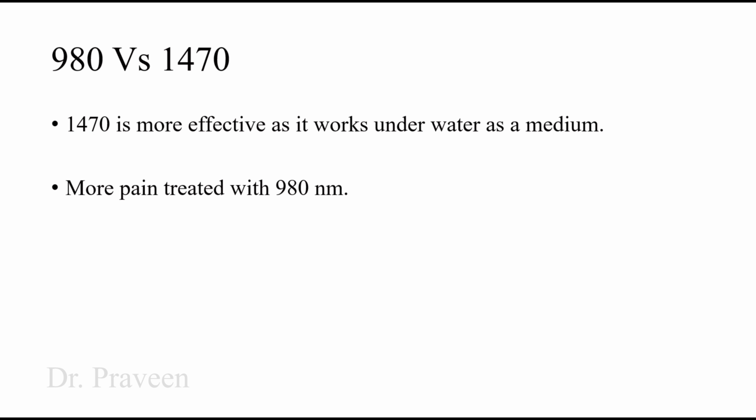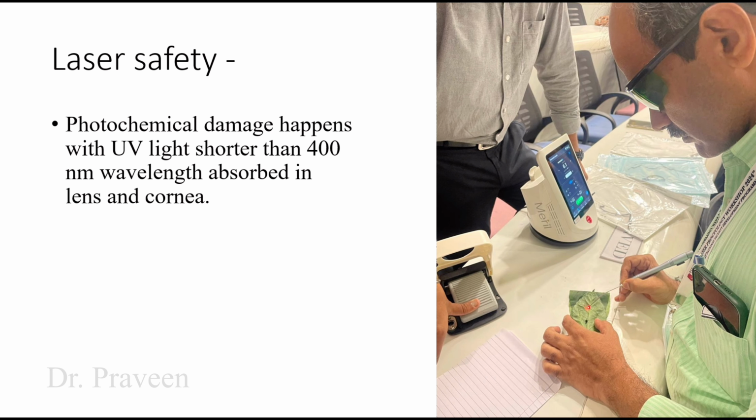This 1470 is effective because it is designed to work under water. Hence, it is also used in vascular surgery, which is not possible with the 980 machine. So 1470 is said to be superior while dealing with anorectal surgery.